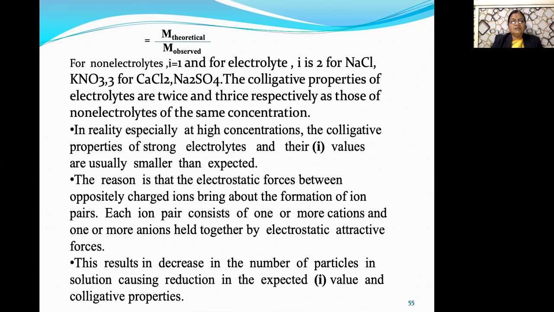As a result, due to the formation of ion pairs, the actual number of particles in the solution becomes less, or it decreases. And this decreases the expected Van 't Hoff factor value, that is i, as well as the expected value for the colligative property. Followed this reason why the strong electrolyte at very high concentration shows a lower colligative property value and Van 't Hoff factor value as compared to the expected value. Okay.